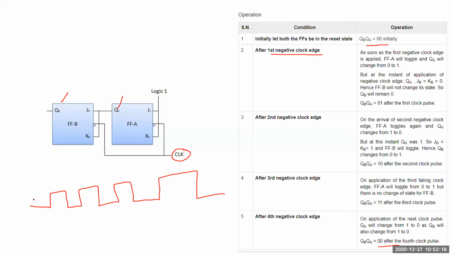So this is my first negative edge. This is my second negative edge. This is the third negative edge, and this will be my fourth one. Negative clock edge means I'm talking about this one actually. The falling part we'll take as a negative one. Actually, to make you understand, I have written this low part as a negative, but this is called a positive edge, and this is called a negative edge.